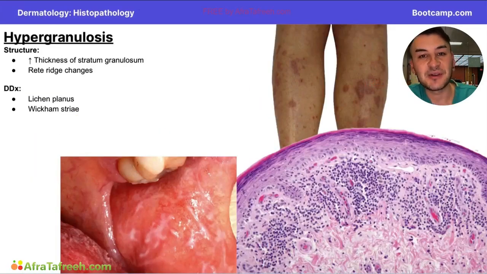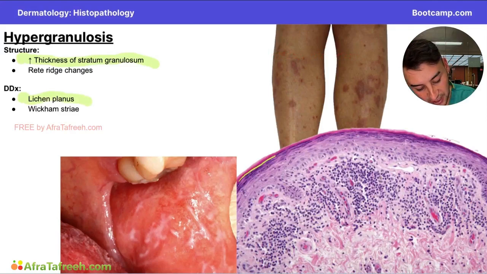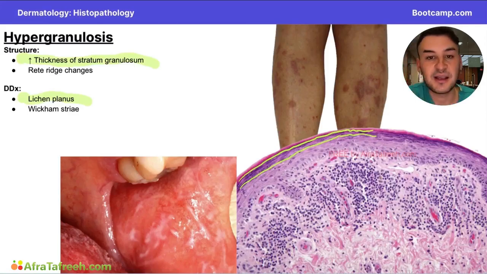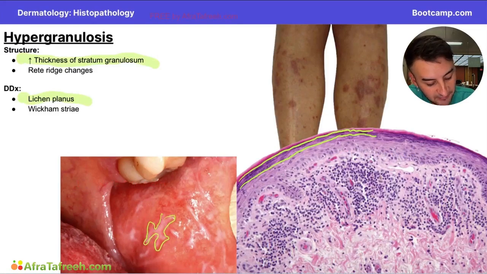Let's touch on hypergranulosis, which is going to be increased thickening of the stratum granulosum. You're going to see this disease process occur in lichen planus. Let's first draw out what hypergranulosis looks like. So I'm going to trace here right under the stratum corneum, the stratum corneum being bright pink and the granulosum layer being darker purple. You'll see that the stratum granulosum is nearly double the size of the stratum corneum here, which is not a normal finding. You're going to find this in lichen planus. Now, lichen planus can also present as Wickham striae, which are these reticular lacy white findings in the oral mucosa. So also be on the lookout for that.